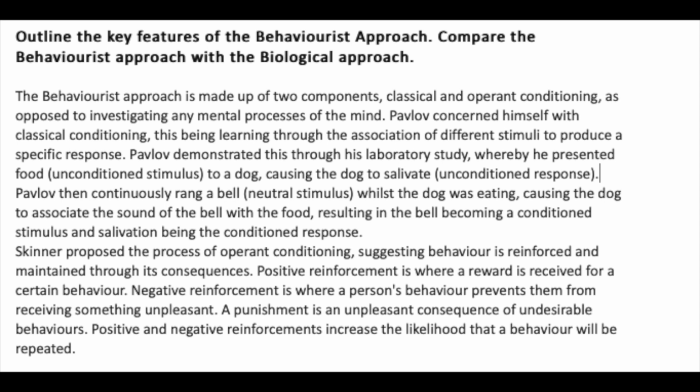So first off, what I did was I, of course, outlined the behaviourist approach, making sure I did include all my keywords. So for example, you've got those classical and operant conditioning, which was investigating any mental process of the mind. Then I went for a brief summary of how Pavlov conducted this and what the different stimuli were. Then I swiftly moved on to the process of operant conditioning, and I just basically outlined what positive and negative reinforcement are. With this, it's important not to go into too much detail because of the time constraints you have.